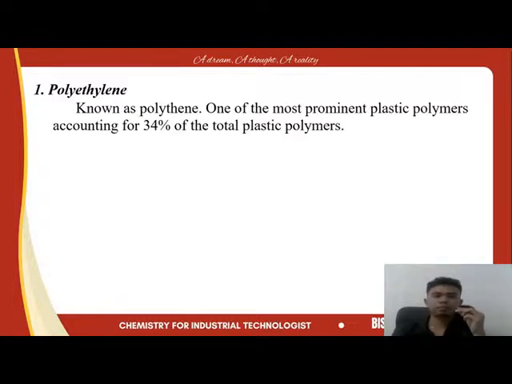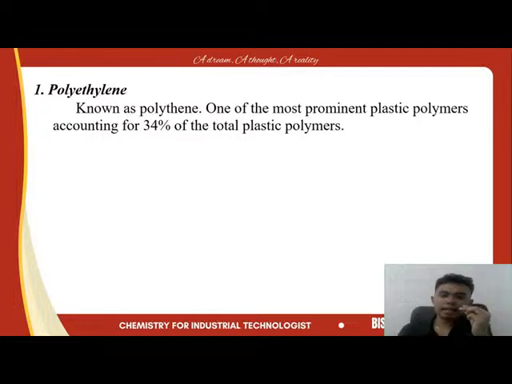Let's go first with polyethylene. Polyethylene is also known as polythene, as we mentioned a while ago. It is one of the most prominent plastic polymers, accounting for 34% of the total plastic polymers. Imagine, 34% of the total plastic polymers. When we look at the things that we have right now, almost everything is plastic. Of the plastics that are mostly used, 34% is polyethylene.